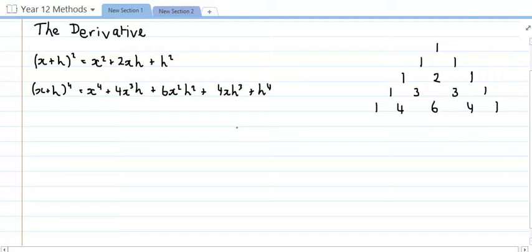I'm going to write up one more, and what I would like you to do is to pause the video and actually have a go at doing it for yourself. You might need to add a row to Pascal's triangle or two, but just see how you go with it. So the next one that I'd like you to do is (x + h) to the power of 6. So anyway, pause the video now, and I'll do the answer in just a second.